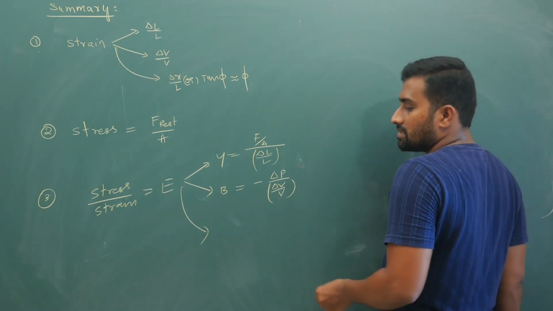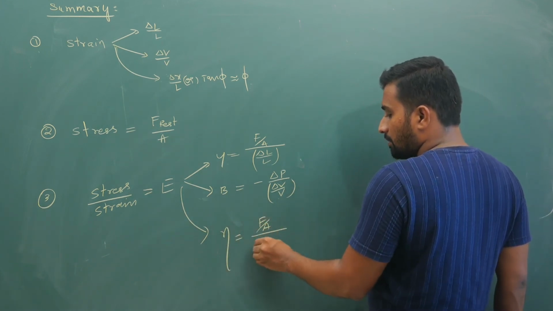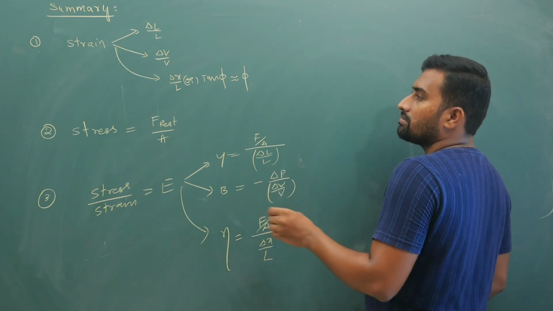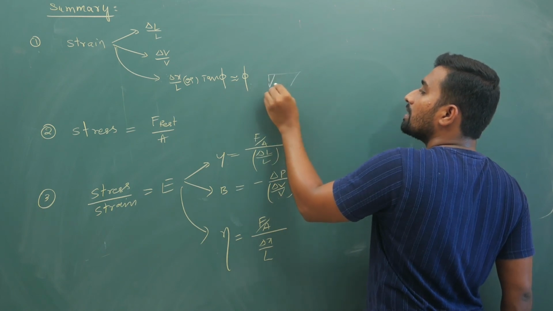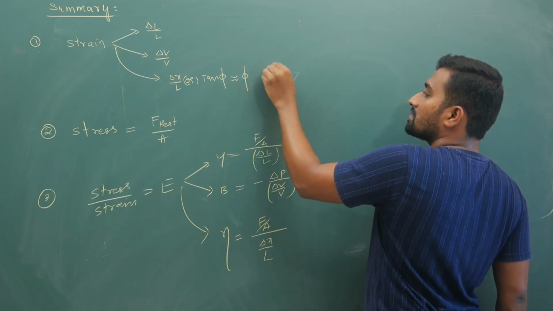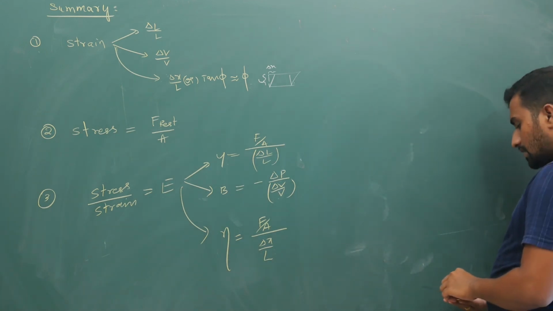For bulk modulus it is this much, and if it is modulus of rigidity, we have F by A by delta X by L, that is in this shear part. When bending is involved, automatically to your mind this shear part should strike. These are the moduli of elasticity that you have.